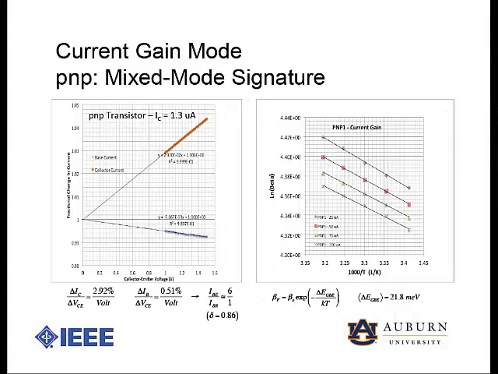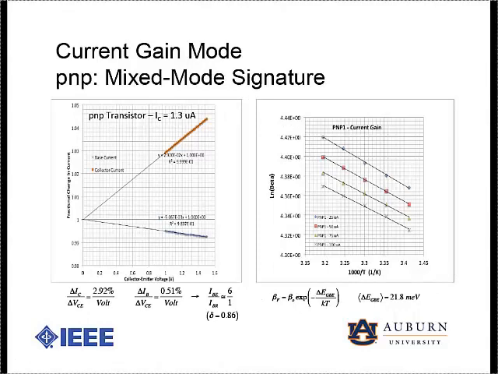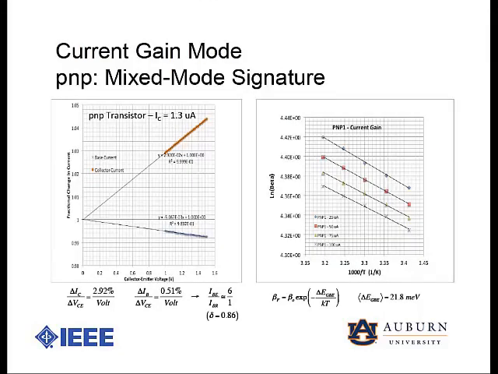Here's what you get for the PNP. This is the collector current variation now versus collector emitter voltage, and this is the base current variation. And that signature indicates that there's back injection. Transport loss: if this slope were equal to that slope, it would be 100% transport limited current gain. But this indicates there's a 6-to-1 ratio between the transport loss and the back injection loss.